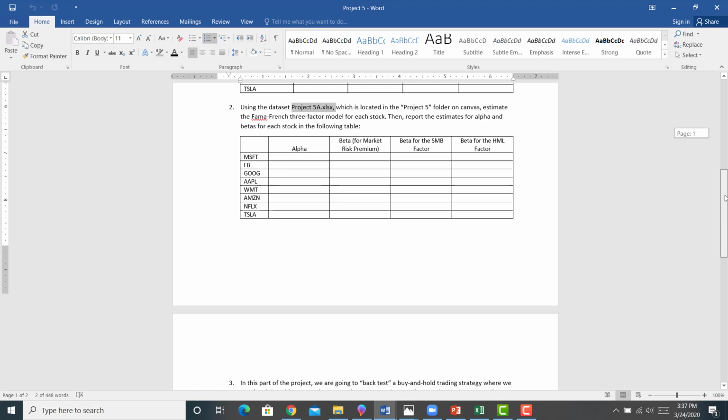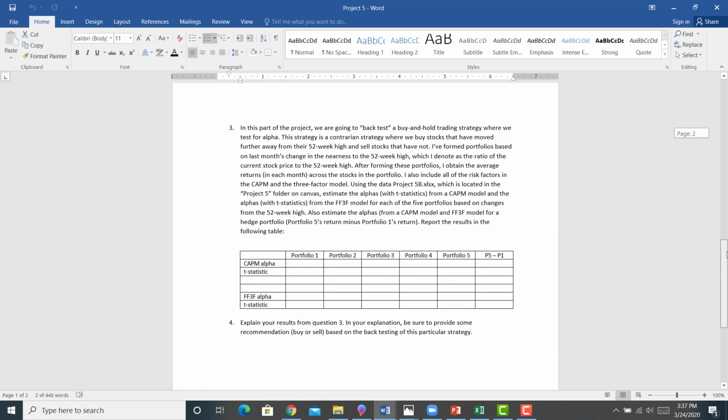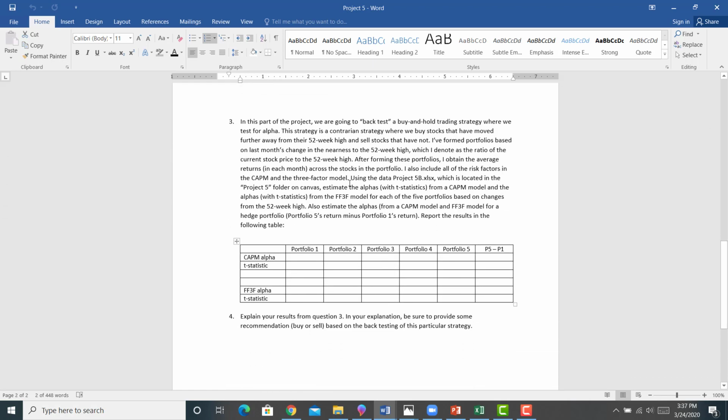And then last but not least, this is an important part of the class. We're going to back test a buy and hold trading strategy to try to find alpha. All right. So in this strategy, we're going to take a contrarian approach, meaning we think that there's going to be mean reversion in stock prices. We're going to use the 52-week high price as a reference point.